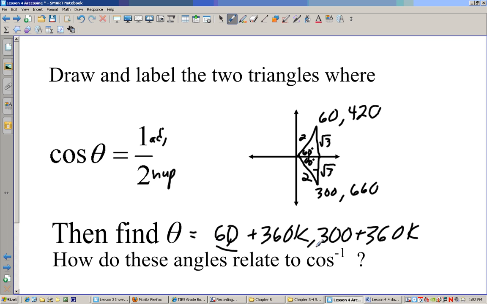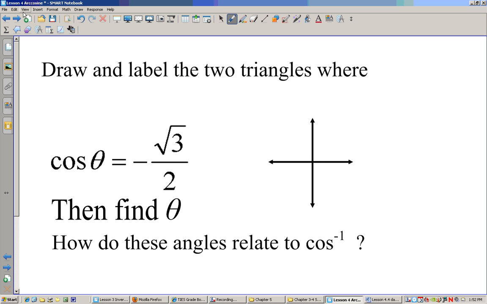Now, how do these two angles relate? 60 and 300. Well, this is a positive 60 and this is a negative 60. We could have also said that this one here is negative 60 plus 360k. That would have given us the same information.